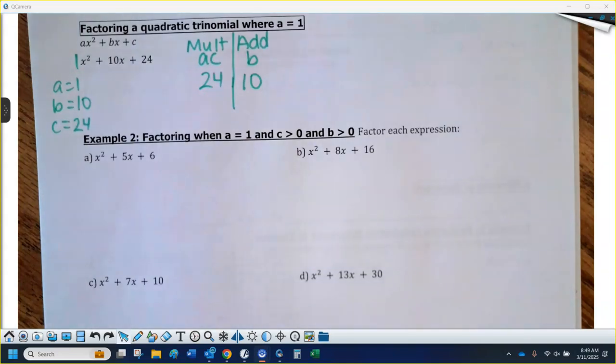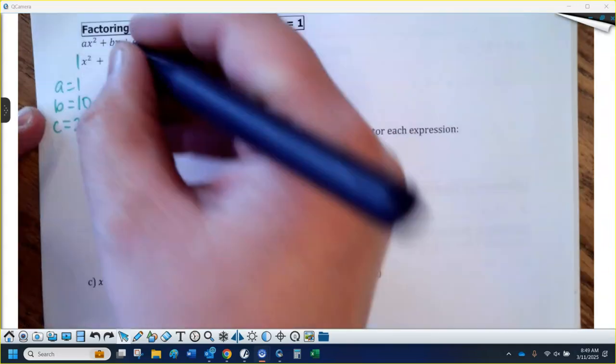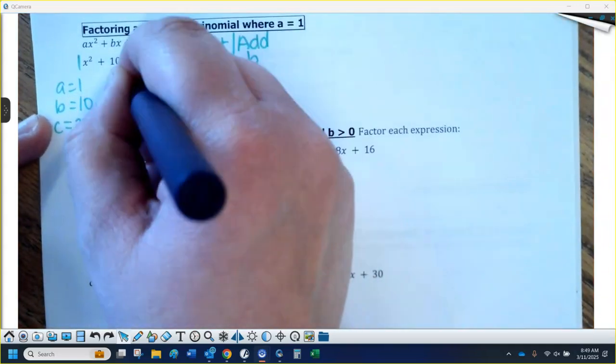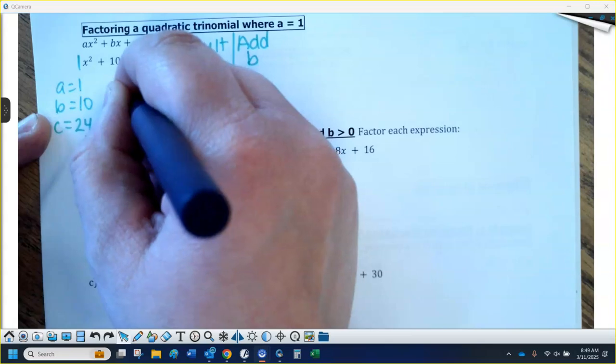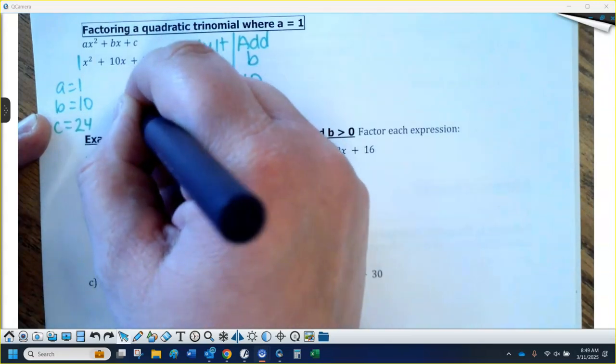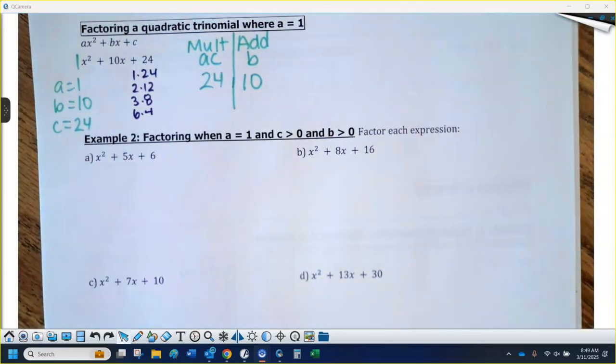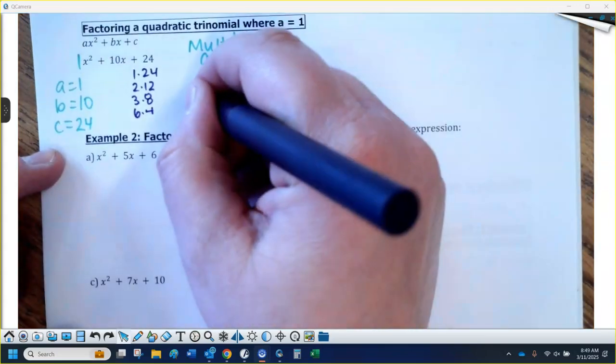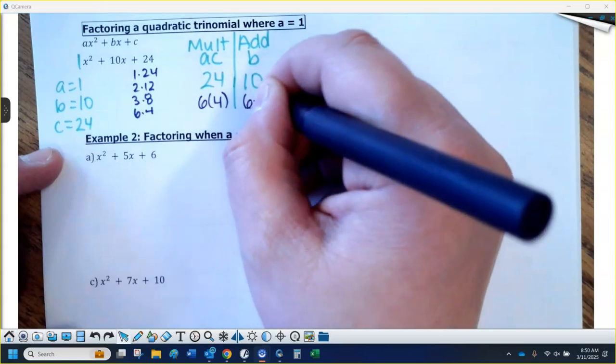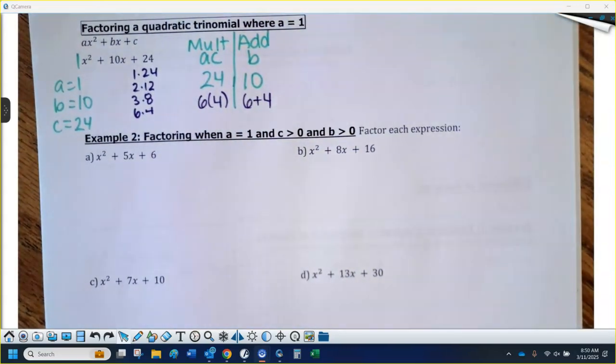And if you get stuck, I always just write down any factor. So 24 has a lot. You got 1 and 24, 6 and 4 is what it is. I'm just going to write these real quick. If you get stuck, just write down any factors you can think of for 24, and that'll usually help people. All right, so Zen says 6 and 4. 6 times 4 is 24. 6 plus 4 is 10.